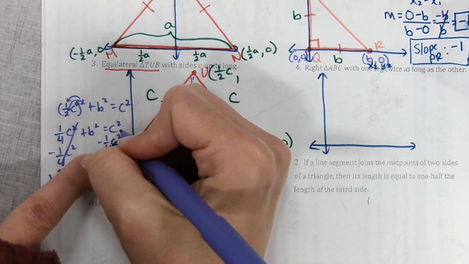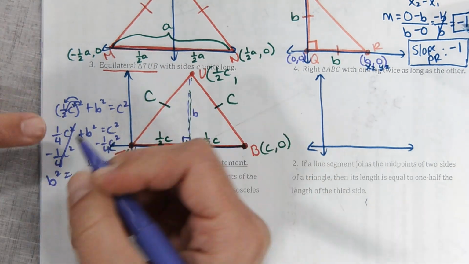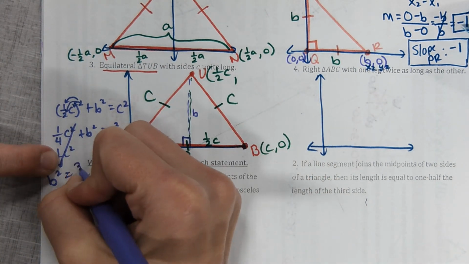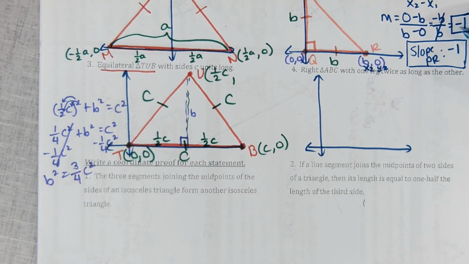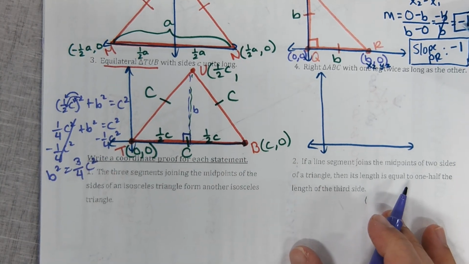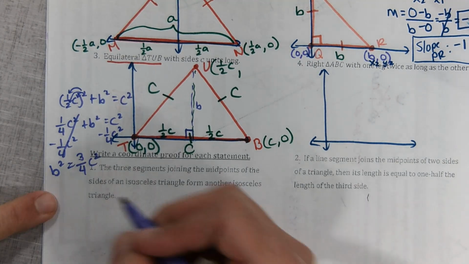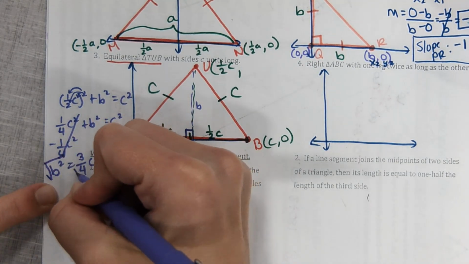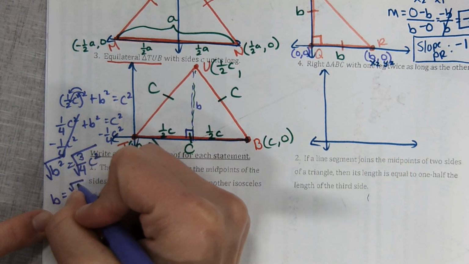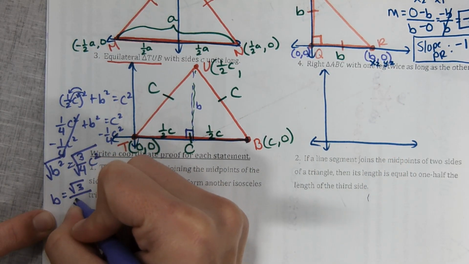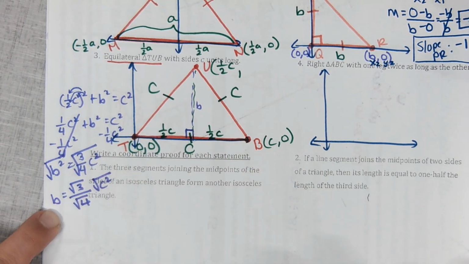One minus 1/4 is 3/4. So we will get 3/4 c squared. Okay, and then to get b by itself, we have to take the square root of both sides. So then you get b equals square root of 3 over square root of 4 square root of c squared, and you apply the square root to all those numbers.